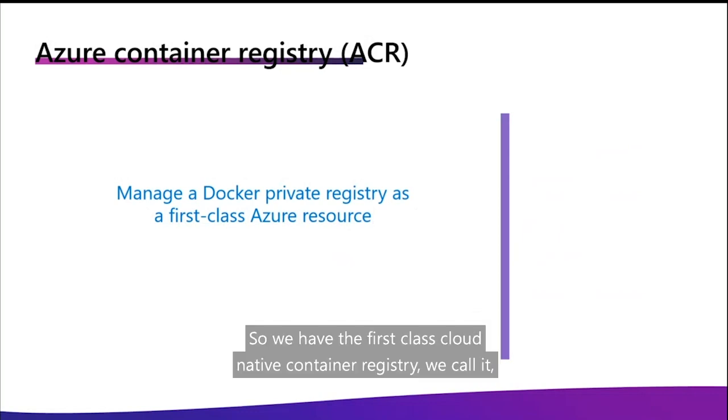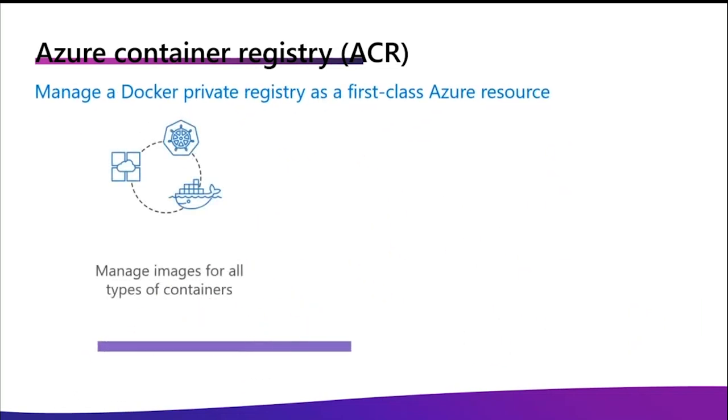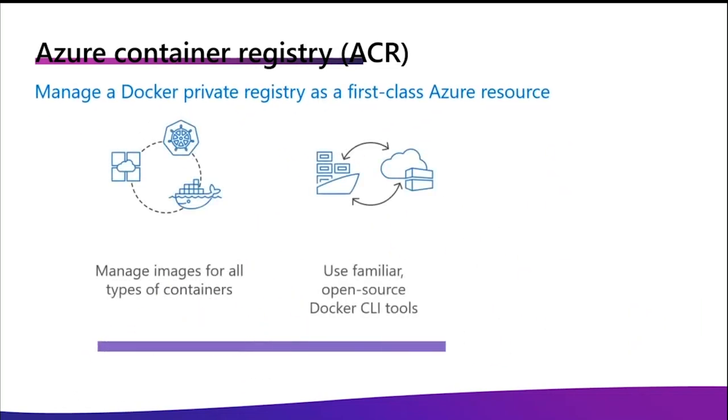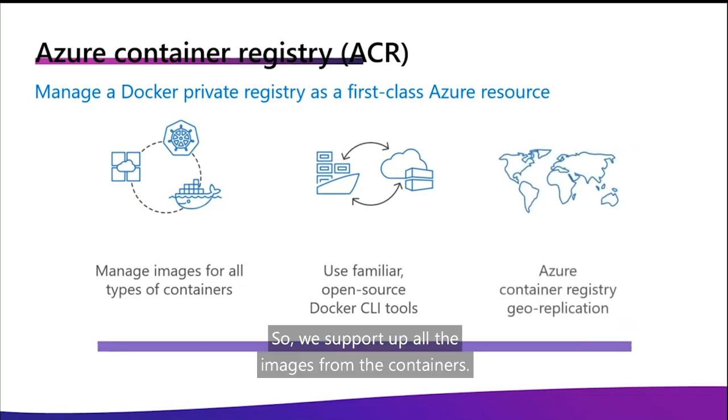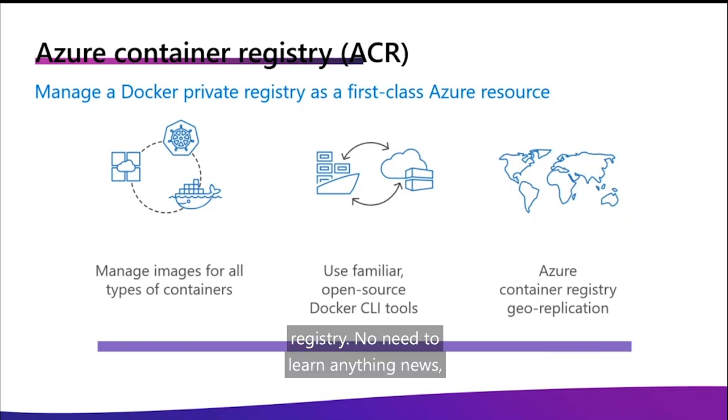So we have the first class cloud native container registry. We call it Azure Container Registry. It's a managed Docker private registry as a first class Azure resource. So we support all the images from the containers. Use your existing language. Use the existing Docker push, Docker pull command line to deal with the Azure Container Registry. No need to learn anything new.